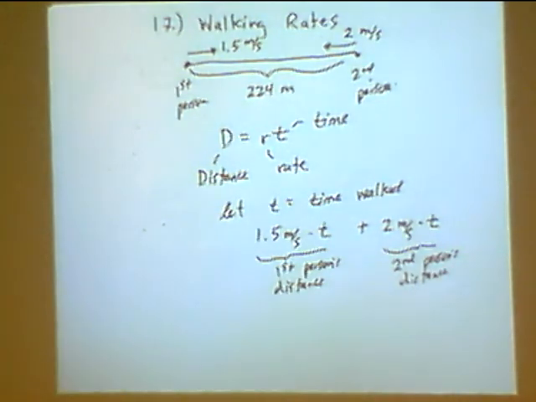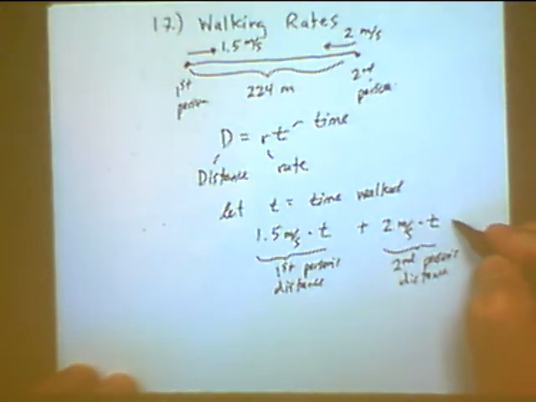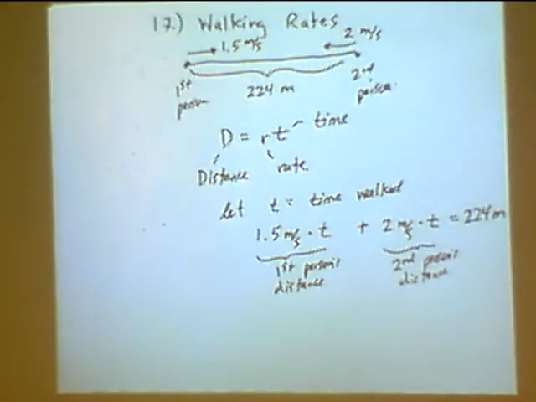Now if you take the distance the first person walked, and the distance the second person walked, and you add those together, that has to equal how far apart they were when they started. And they were 224 meters apart. So if you add these two distances together, it has to equal 224 meters. Once again, when they started, they were 224 meters apart. They began walking toward each other. When they finally met together, they will have traveled 224 meters.